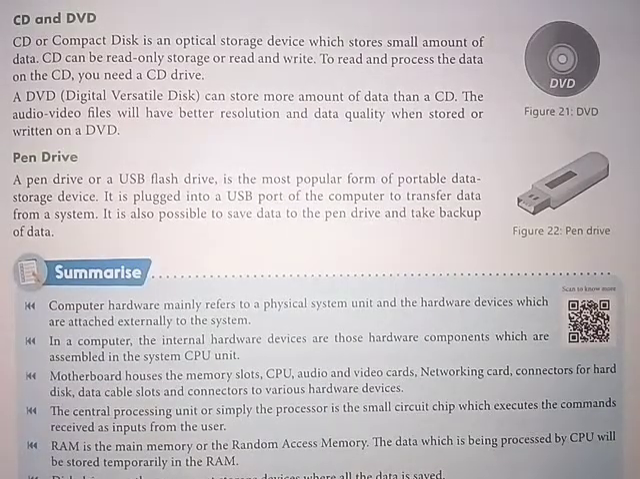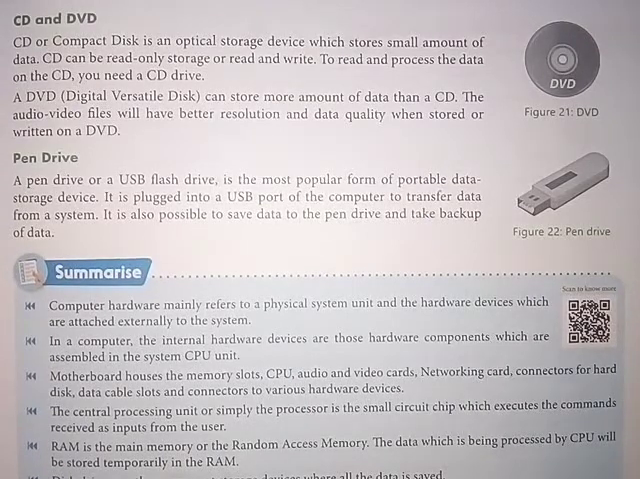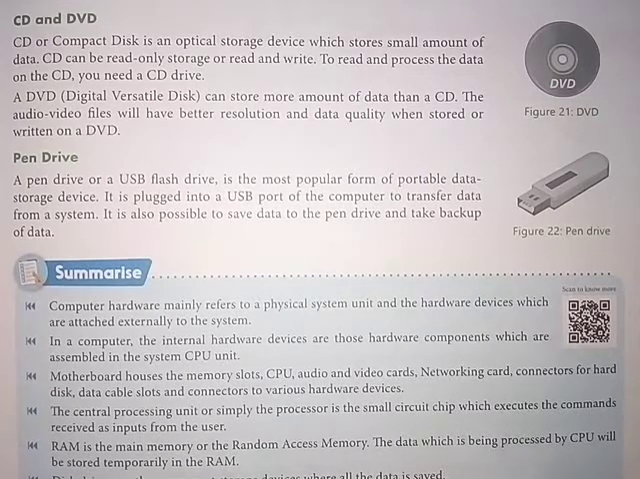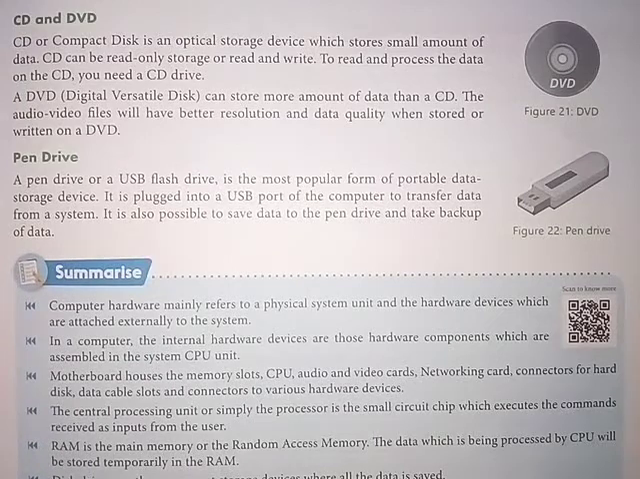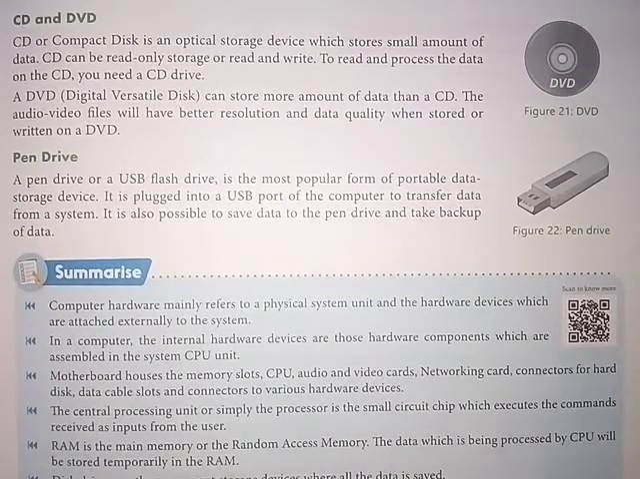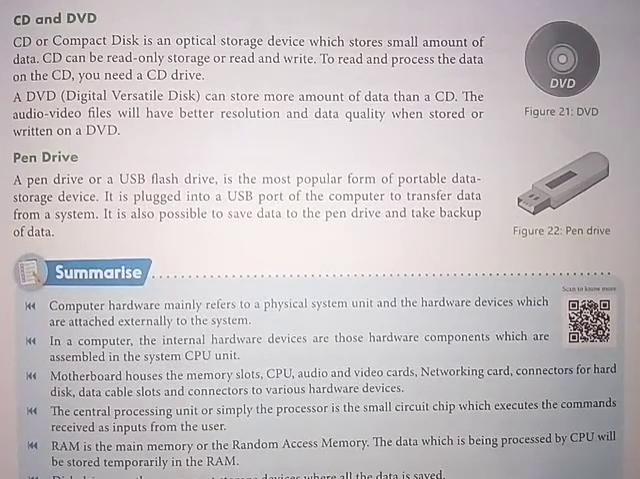CD and DVD. CD or compact disc is an optical storage device which stores small amount of data. CD can be read only storage or read and write. To read and process the data on the CD, you need a CD drive. A DVD, Digital Versatile Disc, can store more amount of data than a CD. The audio video files will have better resolution and data quality when stored or written on a DVD.